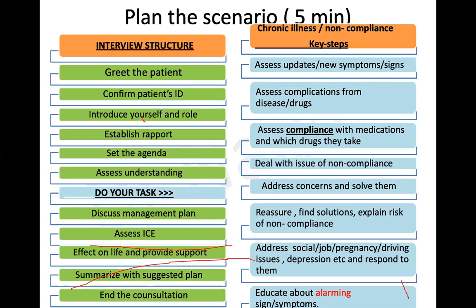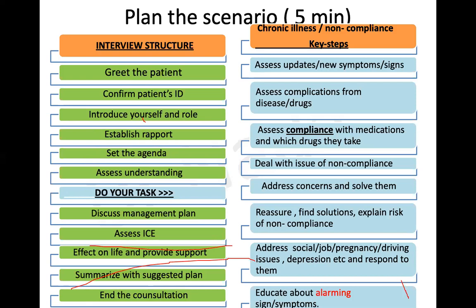So first of all, you have to introduce your interview by greeting the patient, confirming the patient's ID, and introducing yourself and your role. You have to follow them step by step because you will be marked for being a professional communicator in the marking sheet, okay? Then you have to establish rapport, which means that, first of all, you ask the patient how he's doing, just to break the ice between you and the patient.